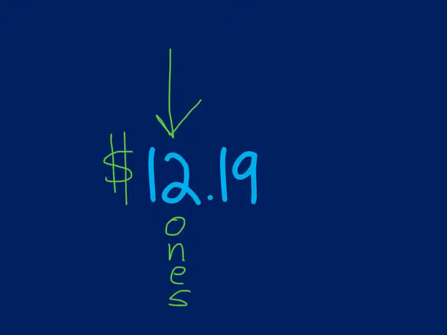So we have to look at the next place to see if that's going to stay the same or move up one. And our saying was 5 or more, raise the score, 4 or less, let it rest. So 1 is less than 4. So rounding 12.19, or $12.19, to the nearest whole number, your answer would be $12.